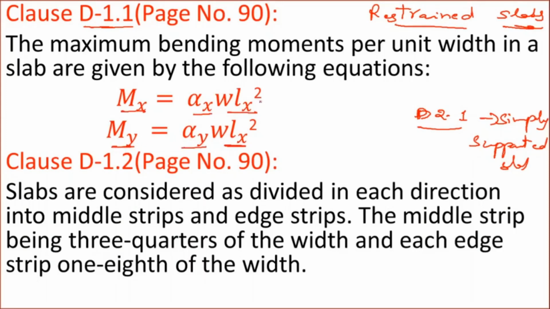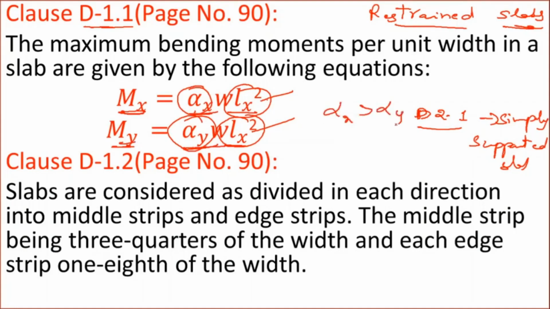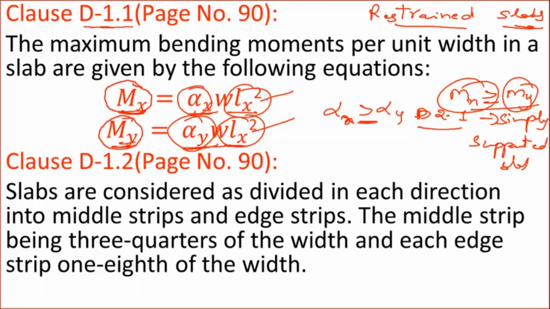Now you can observe that while calculating both Mx and My, we have to use Lx only. But what is varying here? Alpha x and alpha y. For calculation of Mx we use alpha x, and for calculation of My we use alpha y. Usually the value of alpha x will always be greater than or equal to alpha y. Remember that. So most of the time Mx will be greater than or equal to My. Whatever the short span is, that has to be designed for the bending moment Mx. Whatever the long span is, that has to be designed for the bending moment My.